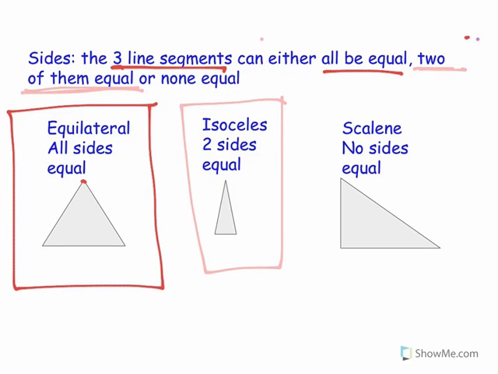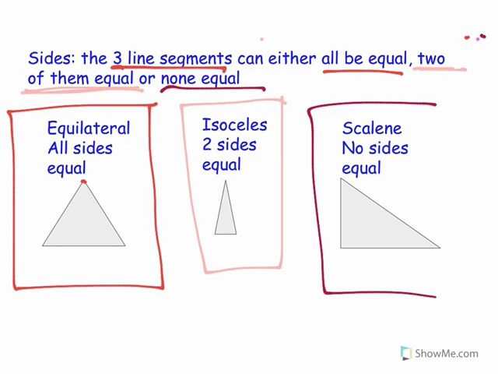All right. The third kind is our poor, lonely, old scalene. A scalene triangle, no sides are the same length. So this one might be longer than this one, and this one might be the shortest. But none of them are the same. So when we're classifying by sides, it could be equilateral, isosceles, scalene.